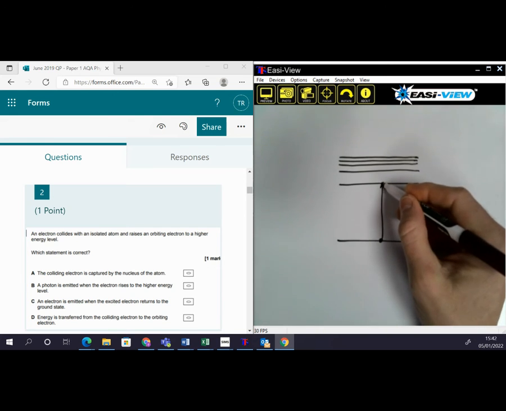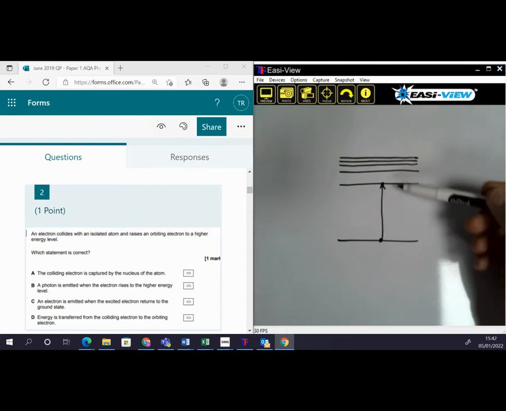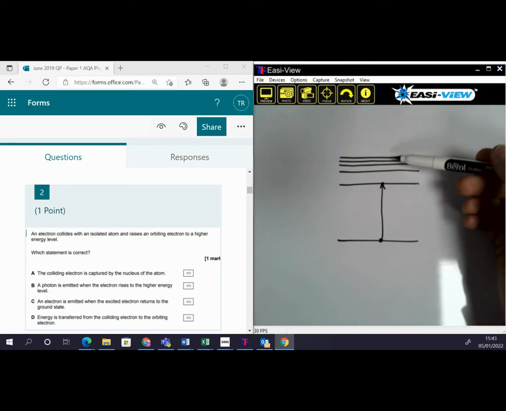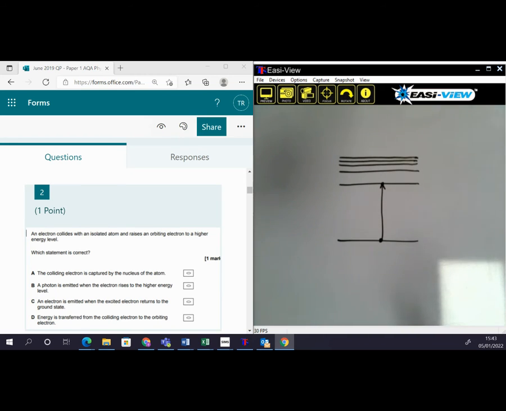So an electron is promoted from the ground state to, in this case, I've got the first excited state, it could be the second, third, fourth, or whatever. So it could be any of those states. And then we're given some statements and we're asked to say which of those statements is correct.